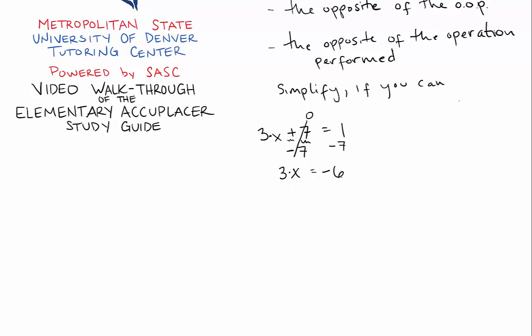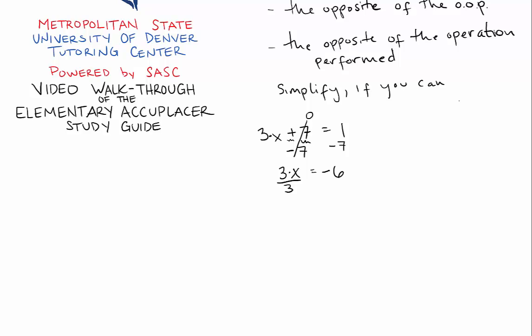Well, on this side of the equation where the x is, all I have is a 3 times, right? So I don't have to worry about the opposite of the order of operations. I only have one operation left. But I want to do the opposite of that operation, and that operation is times. I'm saying 3 times x equals negative 6, so the opposite is going to be divided by. So I'm going to divide by 3.